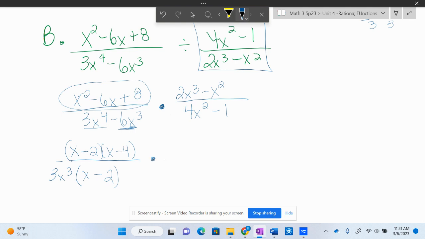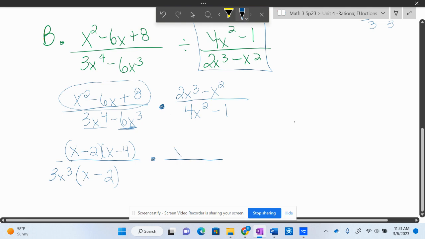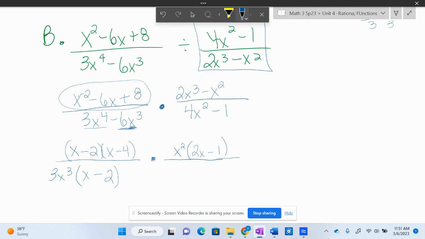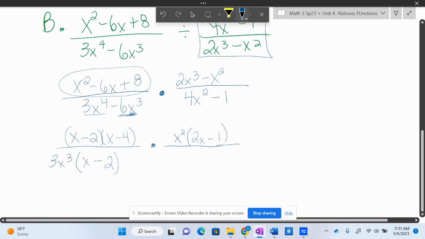So now let's go to the other side. What can I take out of the numerator? Zach C., what can I take out of the numerator? Yeah, I can divide both of those by x squared or pull an x squared out. If I divide by x squared here, I'm going to be left with a 2x. If I divide by x squared here, I'm going to be left with a 1. Okay. What about the denominator?